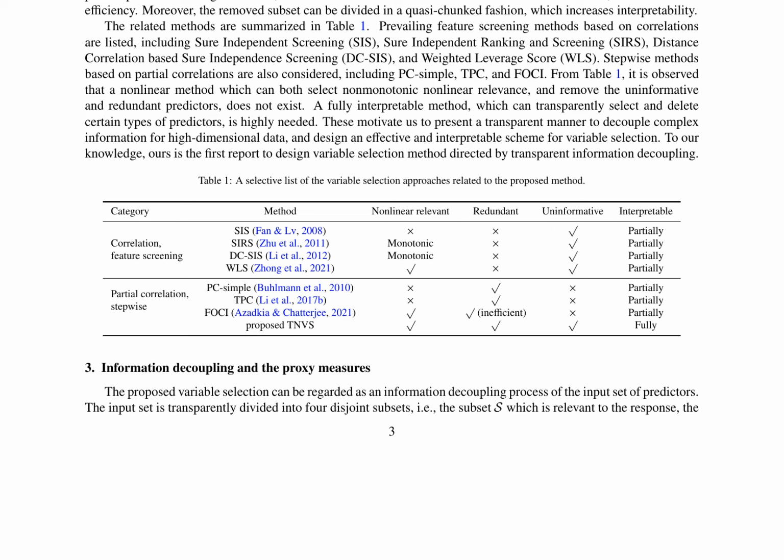Existing methods, including SIS, SIRS, DCSIS, WLS, PC-simple, TPC, and FOCI, are limited in their ability to provide transparent and interpretable variable selection. The proposed method, TNVS, is designed to overcome these limitations, offering a more effective and interpretable scheme for variable selection. By providing a transparent information decoupling approach, TNVS addresses the need for a fully interpretable method that can selectively remove certain types of predictors.